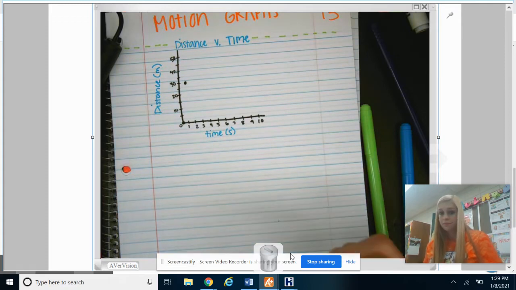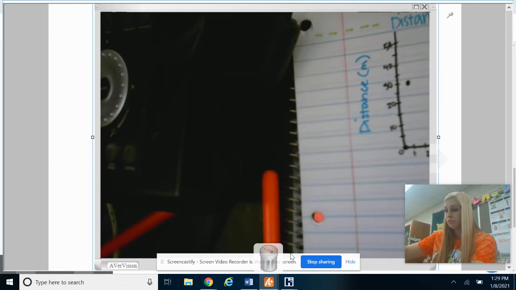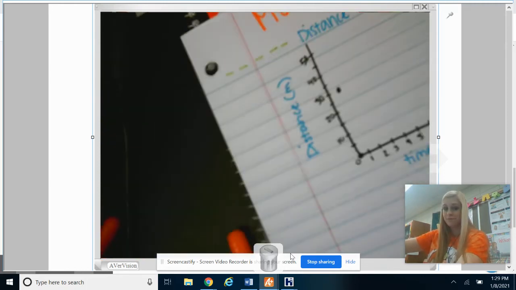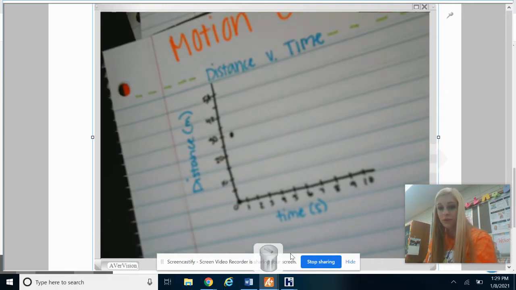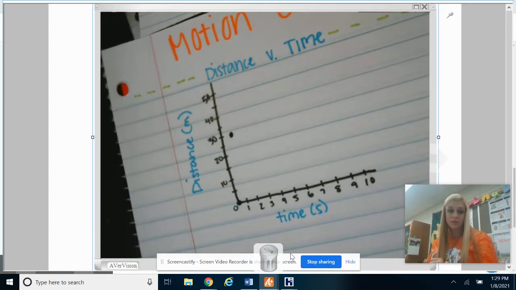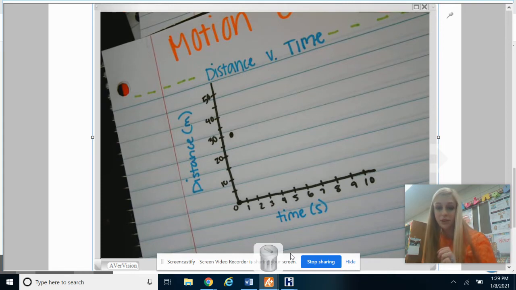And then let me zoom in for y'all for now. Sorry, this is hard. Let's focus. Okay, maybe that's a little better. It's a little bigger for y'all.